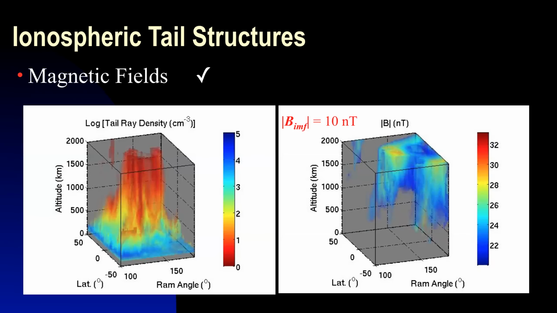If we look at the magnetic field, we see that where there are density holes, we have a buildup in the magnetic field strength, in this case about 30 nanotesla. Again, in agreement with the PVO data.